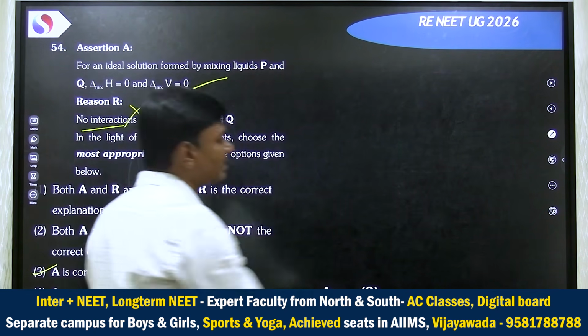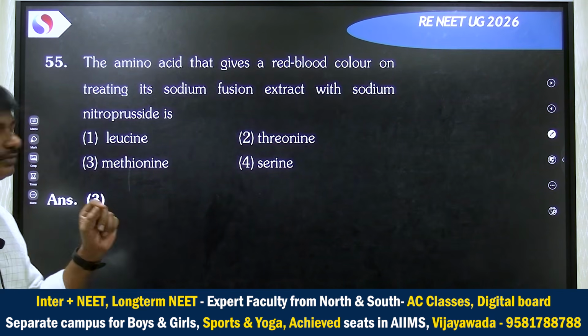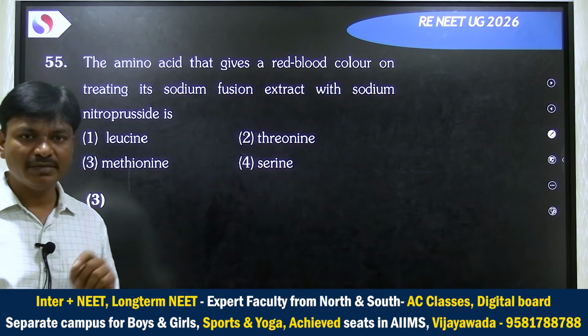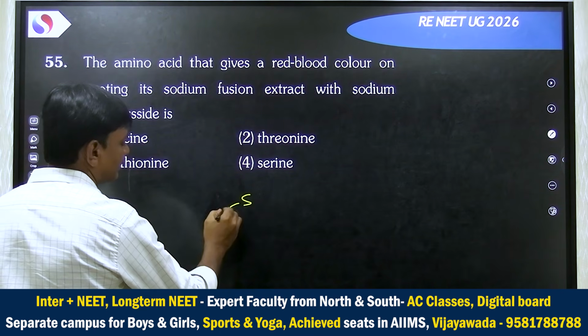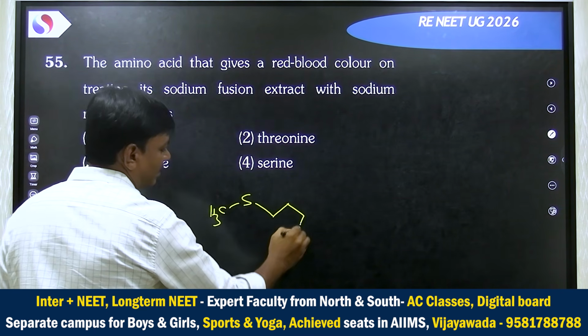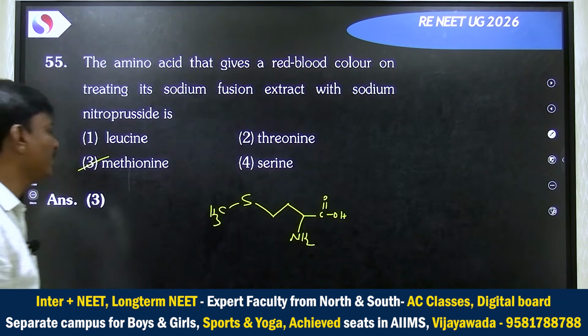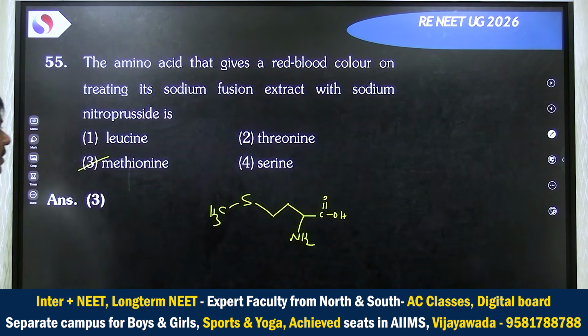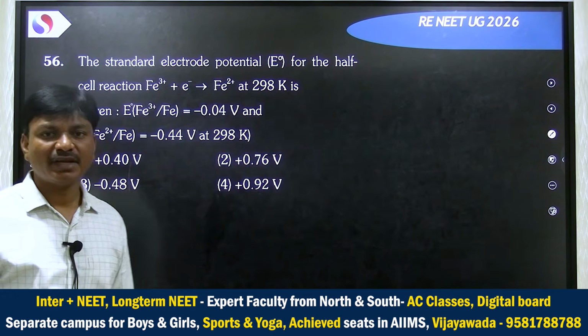Okay. Then go to the next one. Next one is 55. The amino acid that gives a red blood color on treating its sodium fusion extract with sodium nitroprusside. It is based completely on structure. So here methionine is there. Its structure will be SCH3, NH2 and COOH. It is the structure of methionine. So it gives the sodium nitroprusside test. So the answer will be the third option. Okay, next one. Next one is 56.